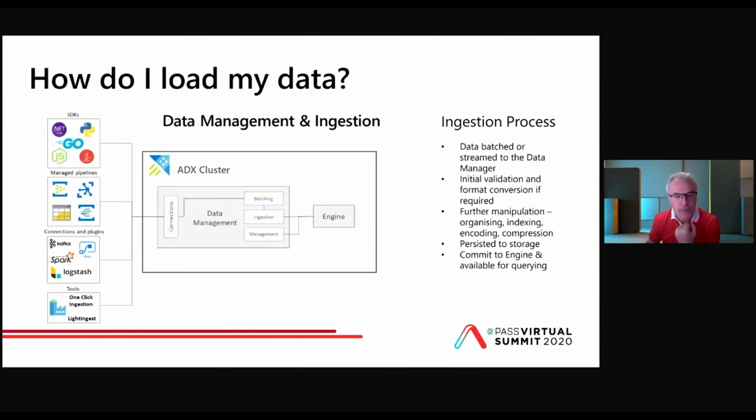There's a bit of a two-step process as it comes in. So from the various sources, it first of all comes into the data manager part of the engine. And that's where it does your validation, your pre-processing, your data conversion, depending upon what your source data is, and getting it into the final tabular format. And then sets it up with the appropriate compression, encoding, indexing, etc., before it persists it out to storage.